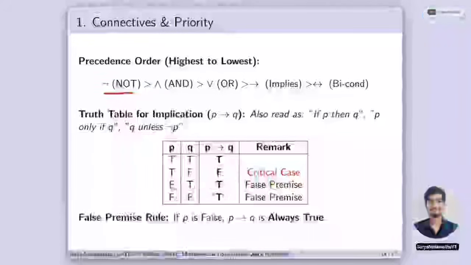Remaining will be false to true, false to false. This will say true. So the false premise rule: if P is false, then P implies Q is always true. If P becomes false, then the implication will definitely be true. Need to remember this one.